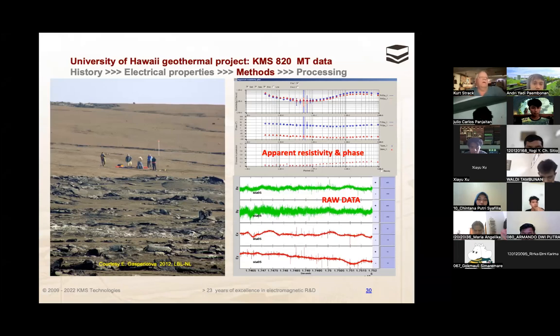So here we are looking at an example. This is from Hawaii. We have apparent resistivity and phase plots. This is the apparent resistivity in the two directions, perpendicular to each other. This is the raw data.